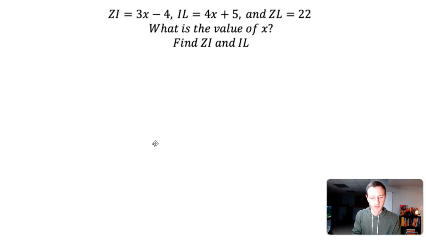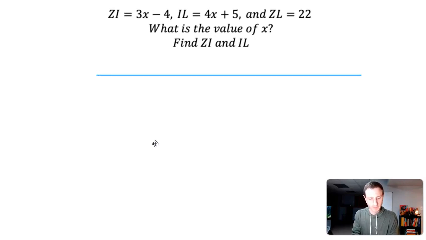So what we have here visually is an entire segment where one point is Z, and then we have another point somewhere between Z and L. I'm not going to call it the middle or the midpoint or anything because it doesn't say it's the midpoint. It just says Z to I and then I to L. So I'm just going to put I right about here. Doesn't really matter. And then I'll put L over here.